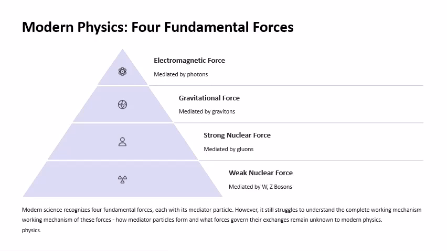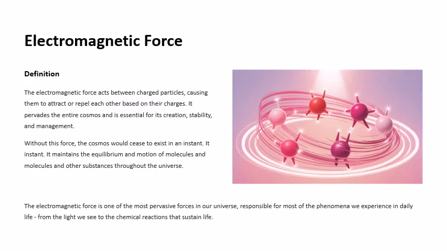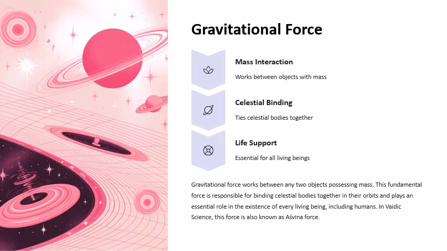Right. So let's quickly sketch out their roles according to the source document. Electromagnetic, that's the force between charged particles. Attraction, repulsion. The source calls it pervasive, vital for cosmic structure, light, chemistry, basically everything. It says the cosmos would be unstable or wouldn't exist without it. Pretty fundamental, yeah. Then gravity acts between anything with mass, holds planets, stars, galaxies together, essential for life as we know it. And interestingly, the source mentions this is called the Ashwina force in Vedic science. We'll circle back to that.